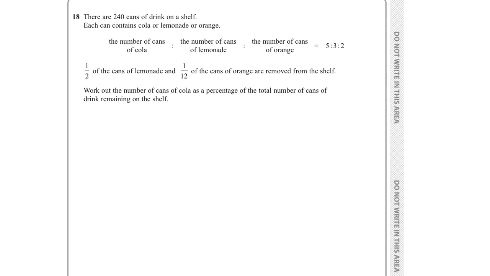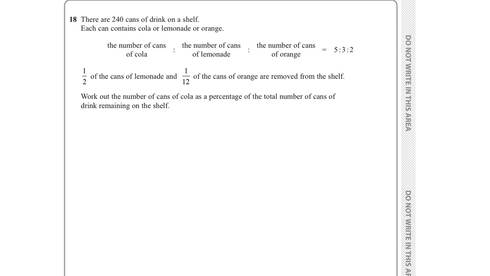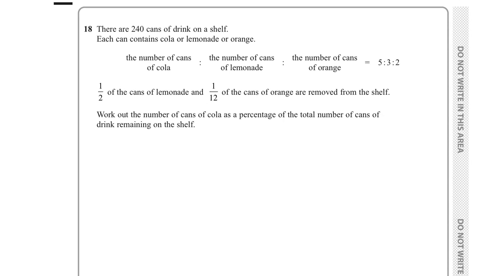Okay, the words are coming out again. Wordy ones. But we're good at wordy ones now, guys. We can do it. We're on question 18. We've done a few by now. 240 cans of drink on a shelf. Each can contains cola or lemonade or orange. Cola, lemonade, orange, yeah. Half the cans of lemonade and 12.